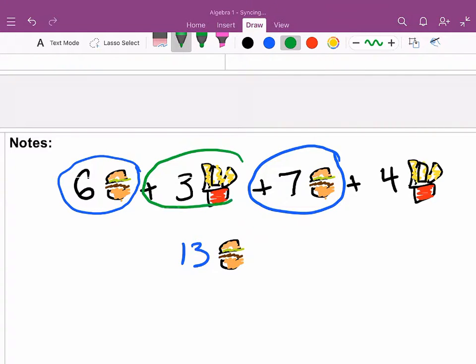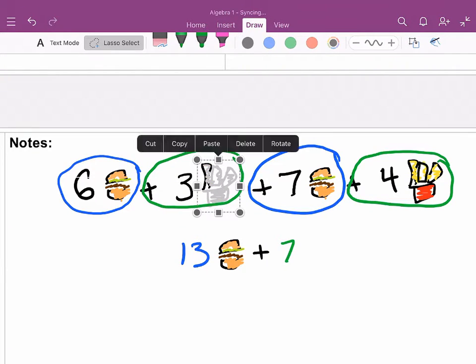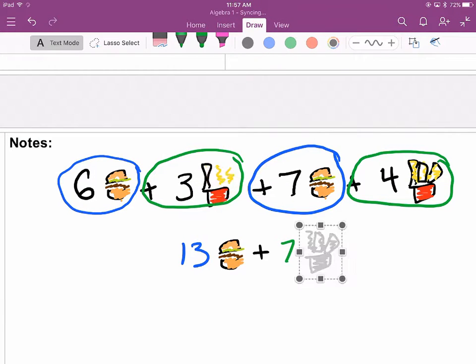Okay, let's also highlight the french fries, okay? I've got 3 french fries here and 4 french fries here. If you guys notice, I've been circling those plus signs as well. Those signs are important. When combining like terms, make sure you include the sign, okay? Okay, so there's 13 burgers, and what am I looking at? 3 french fries here, and then 4 french fries there. Together, combined, 7 french fries. And why don't I go ahead and copy those french fries as well? Alright. Missing a fry there, but that's alright.